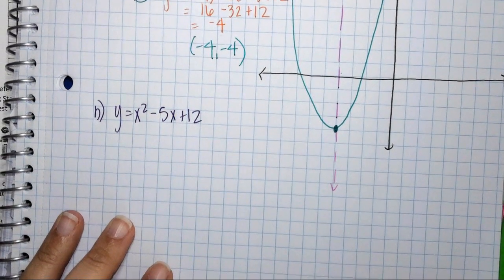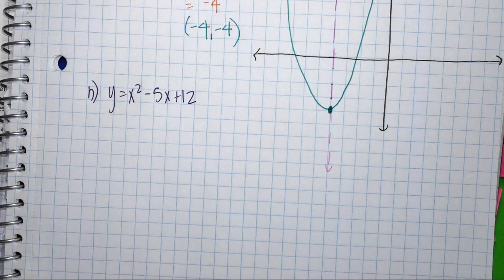You don't? No. All right, y equals x squared minus 5x plus 12.